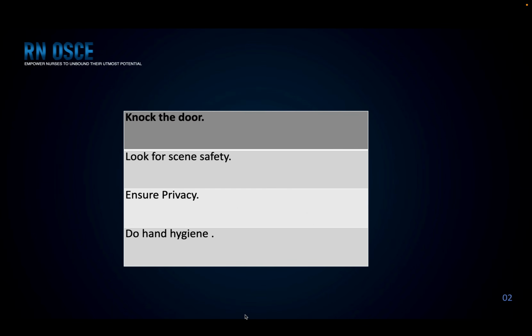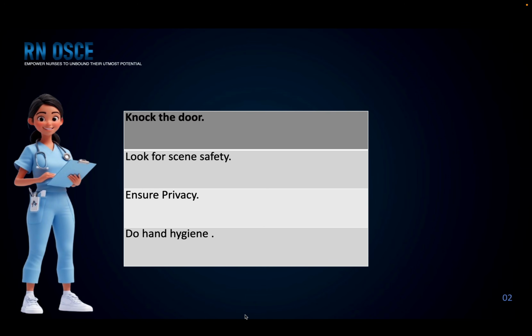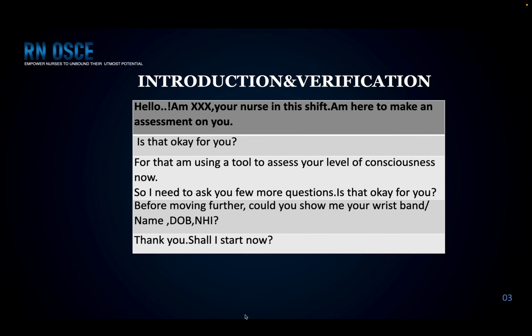Moving further, as always, knock the door before entering the room, look around for scene safety, and always ensure patient privacy by closing the door. And before performing your assessment, you have to perform hand hygiene. Let's start.